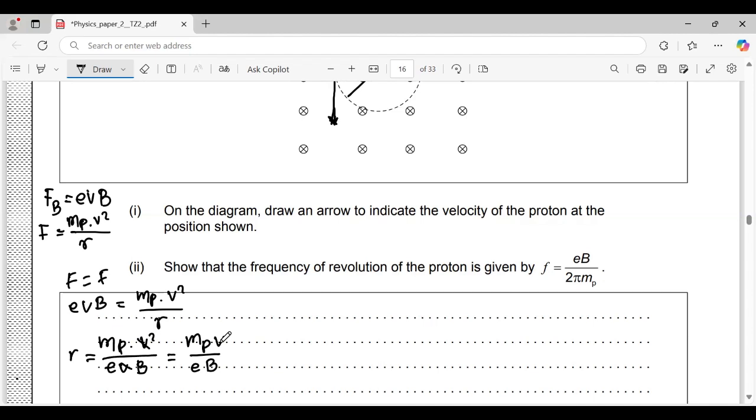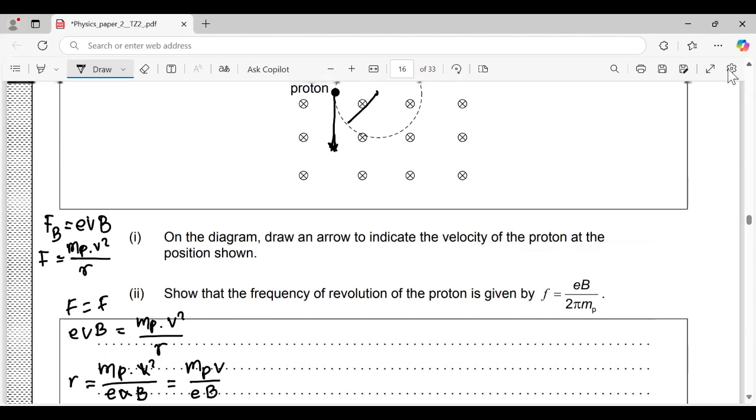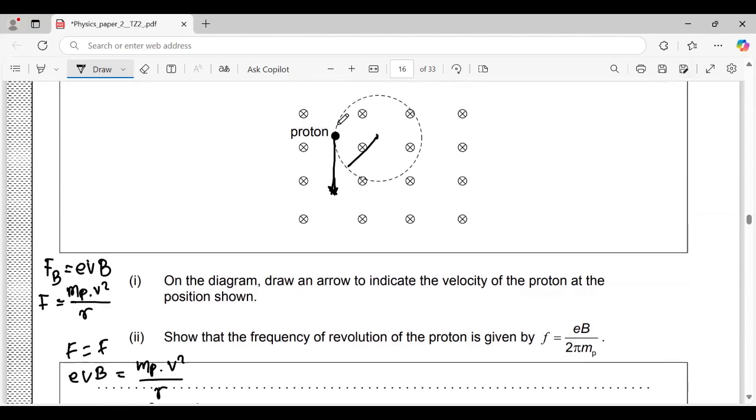Next, the proton moves on a circle. When this proton moves on the circle, the distance from the initial point until it returns to the initial point is one circumference.